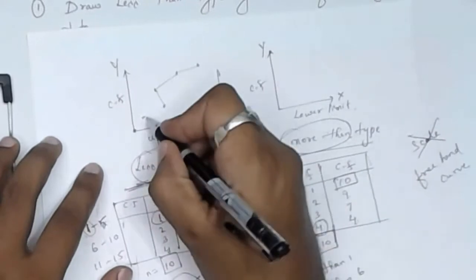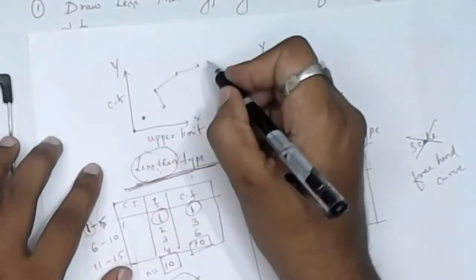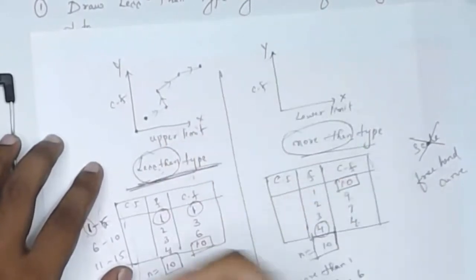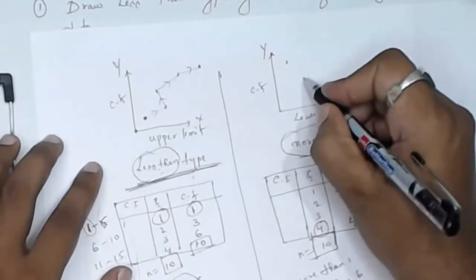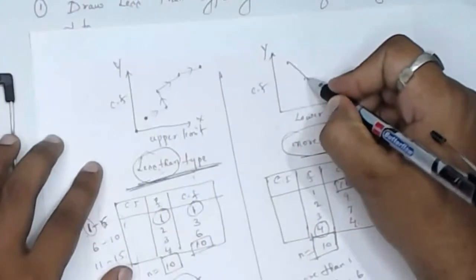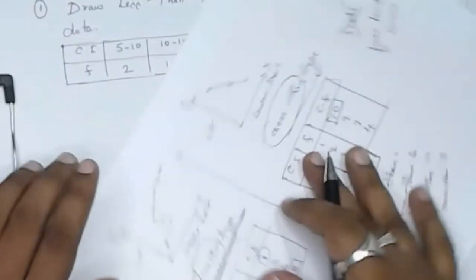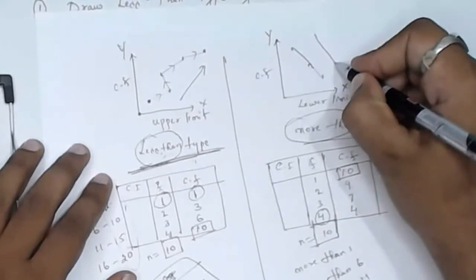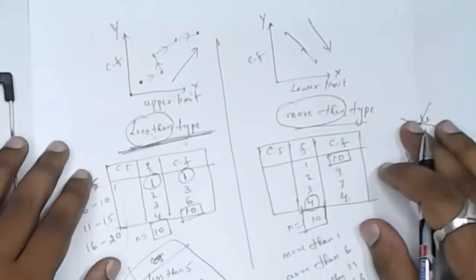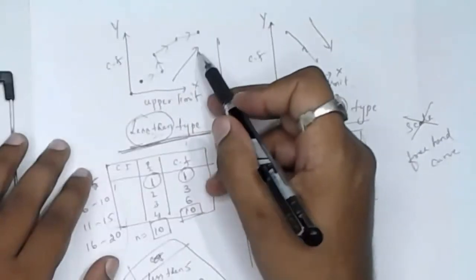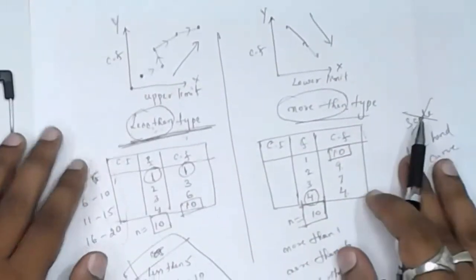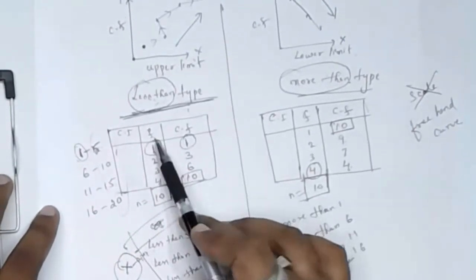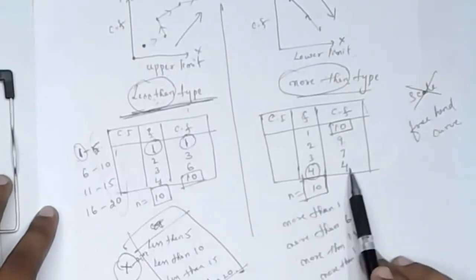So it means it starts from down and it ends at top. It moves in this direction, got it? But in more than, it starts from top and ends down. It starts here, and again you can join here. In less than type, it moves in this direction, but in more than type, it moves in the opposite direction. In less than, from bottom to top. In more than, from top to bottom. Got it? Children, you understood these basics between less than and more than. In less than, we start from here. In more than, we start from here.